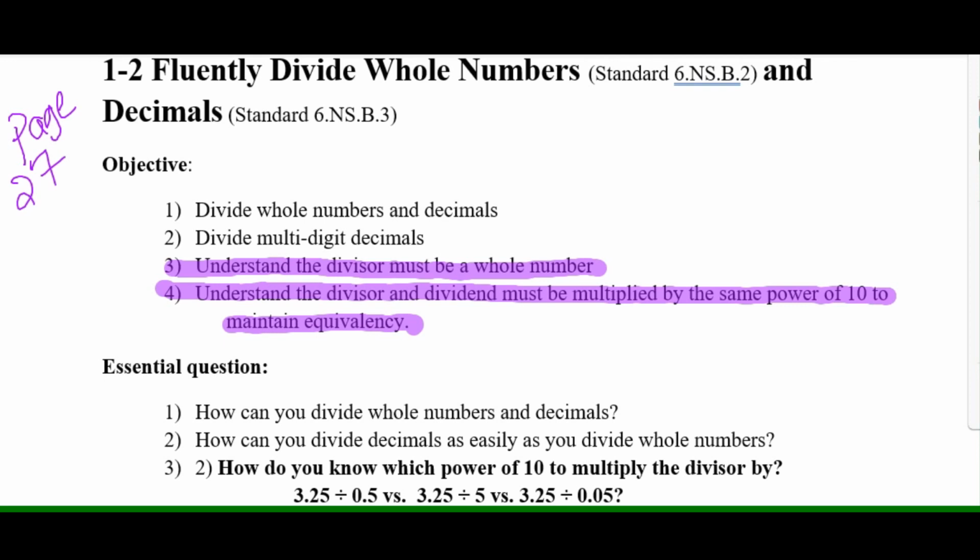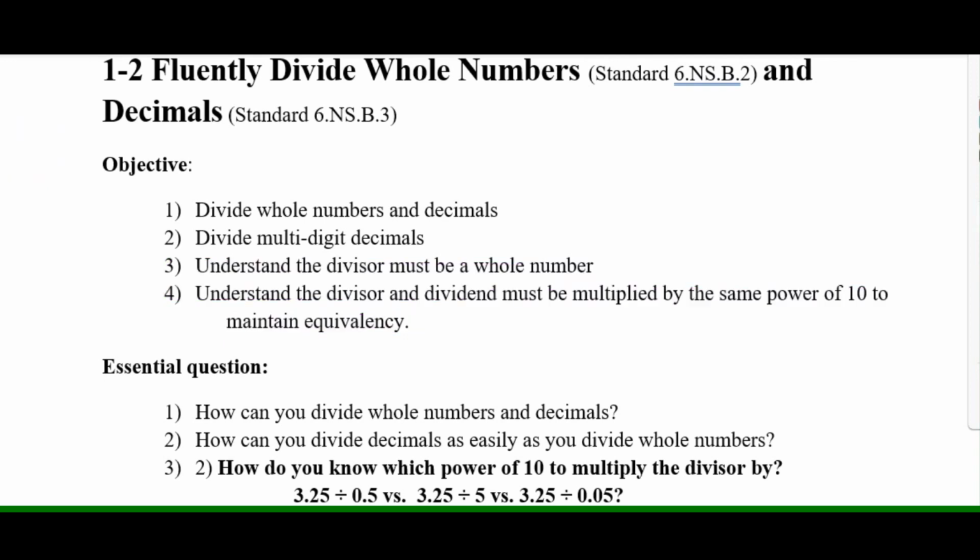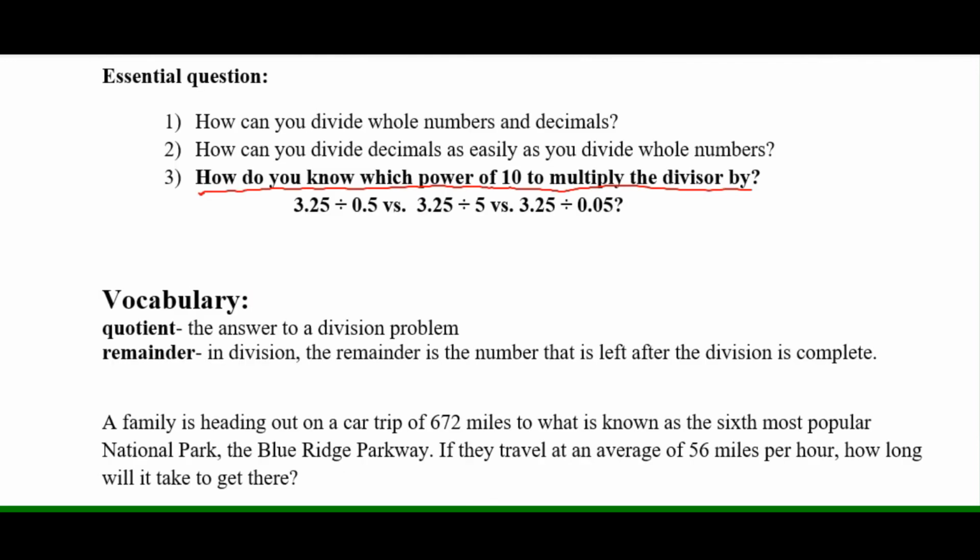So that question, number 3, is so important that I'm going to go over it. To make the divisor a whole number, this is my divisor right here. So this divisor is 5/10. So in order to make 5/10 a whole number, I need to move the decimal point 1 time to the right, which is multiplying by 10. So if I were to write this as a fraction, it would look like this.